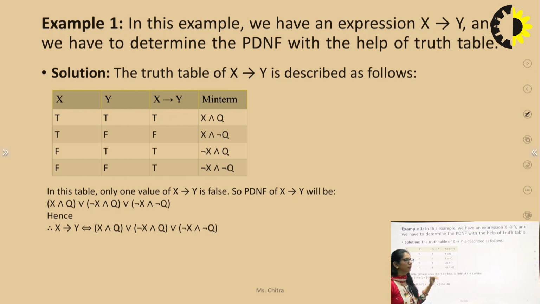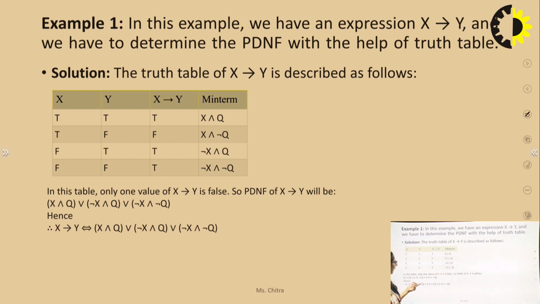Now we need to write the minterms. And we know in the case of a minterm, a variable, if it has a true value, will be taken as it is. X is true, y is true. It means it will be taken as x and y as it is, right? X is true, y is false. So we will write here x and negation of y. Y is false? No: x is false, y is true. So we will simply write negation of x and y. In the last row, both values are false. So we will take the negation of both, negation of x and negation of y. So these are the minterms, right?